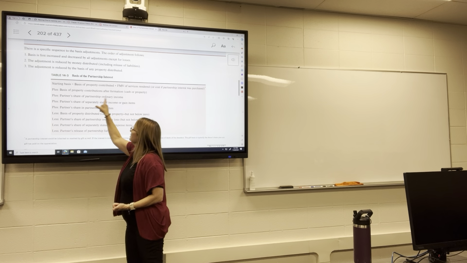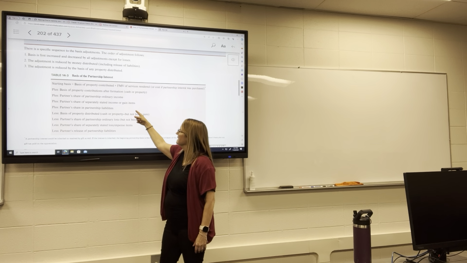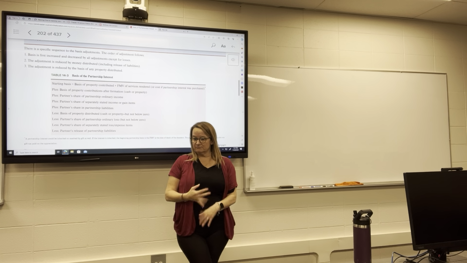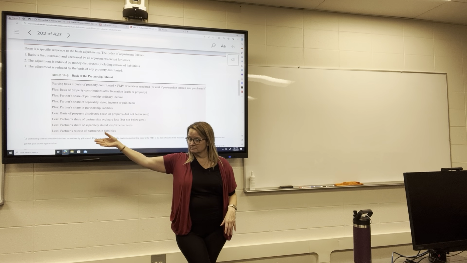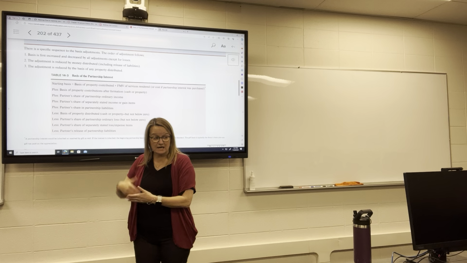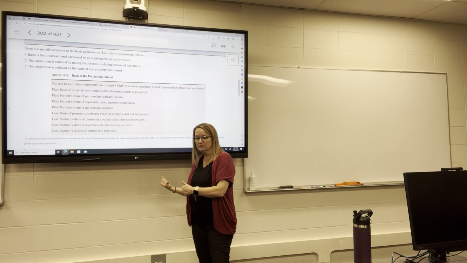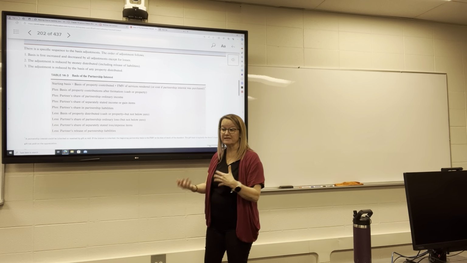So, partner share of partnership ordinary income plus partner share of separately stated income or gain items. So the capital gains, the dividend income, all of that stuff adds to the basis because they're paying tax on it when they get that K1. So when they actually pull it out or when they sell their share, they're not going to pay tax on it again.